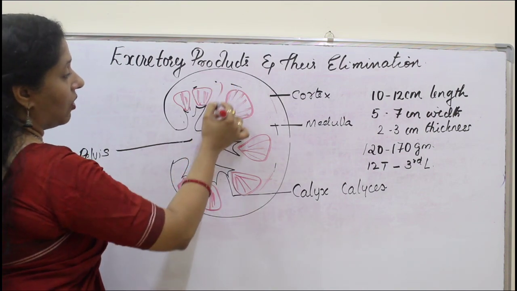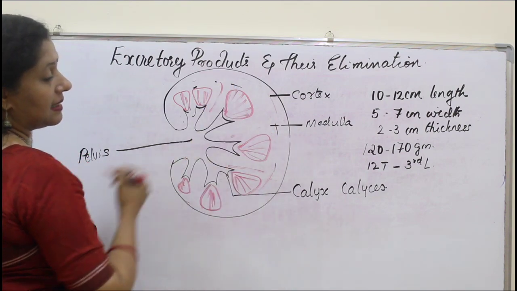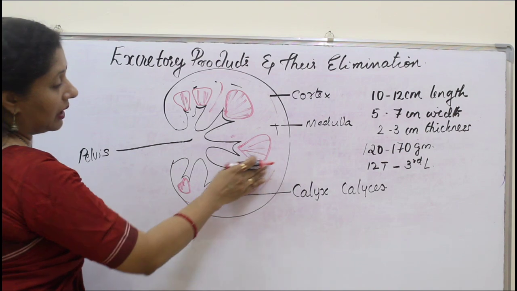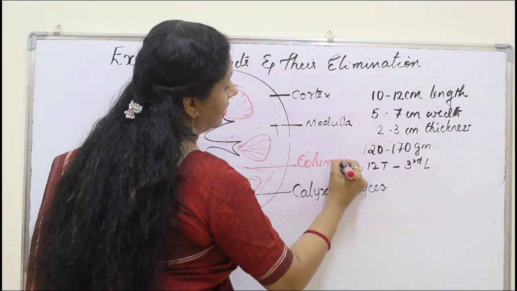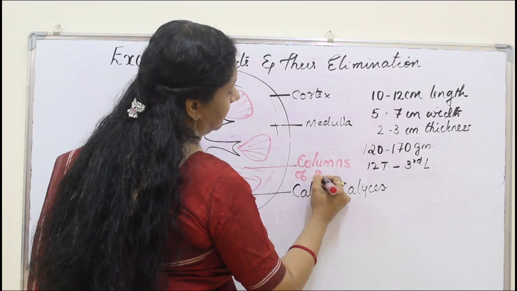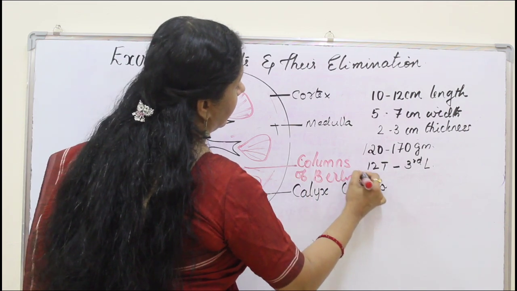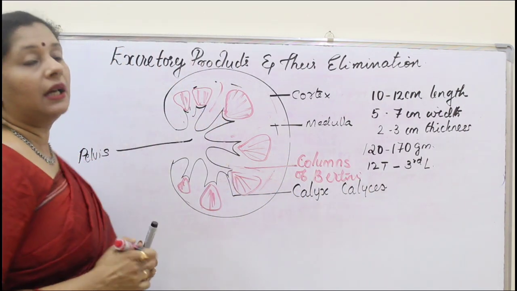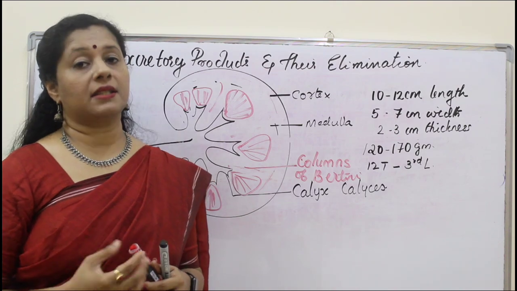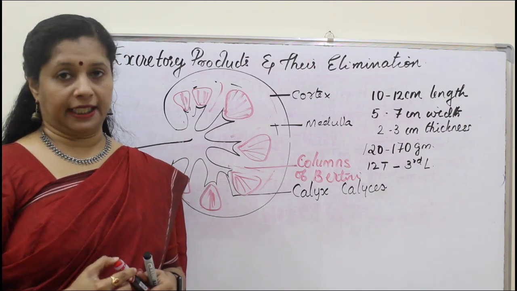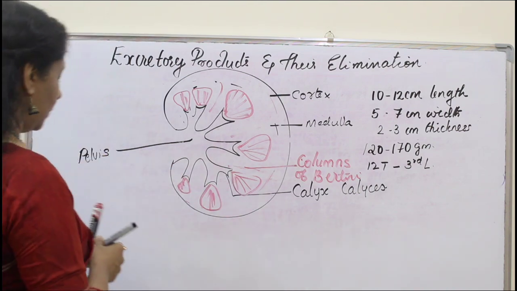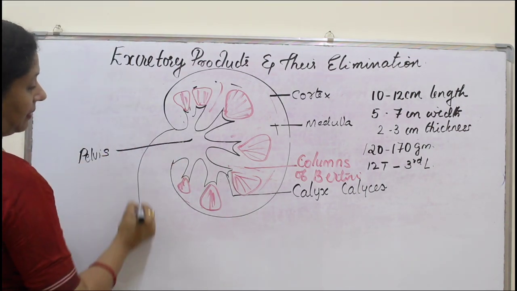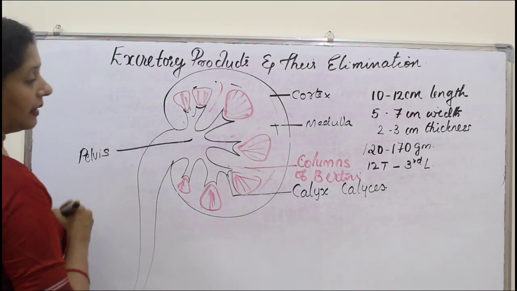So in between, the cortex is extending inside this medulla. In between the medulla the cortex is extending. These are called the columns of Bertini. Okay, the extension of cortex into the medullary region is called the column of Bertini. So these are the different parts of a kidney. Now you know that from here what will come down? The ureter will be coming down.